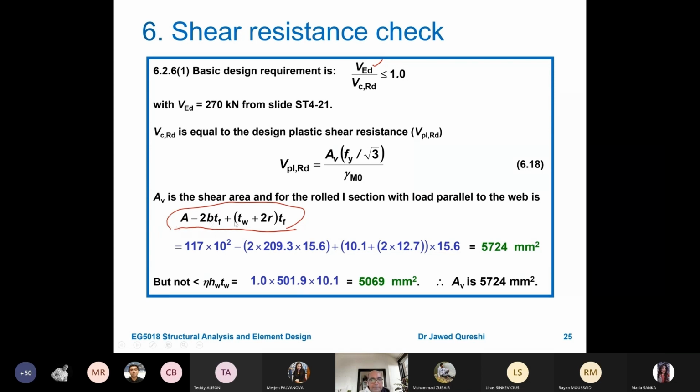From here, b, t_f, t_w plus 2r, I got all these values from the section table. I showed you where these values are. When you put these values, you get 5724 millimeter square. The value should not be less than nu h_w t_w. We put the value of nu, the value of h_w, the value of t_w. So h_w is overall height minus 2 times thickness of flange. A_v comes out to be 5724. If this is less than 5069, the standard value, then use this value.